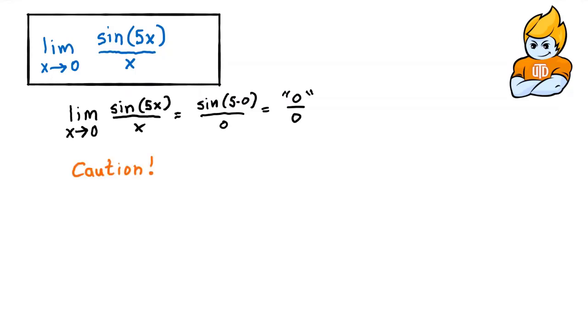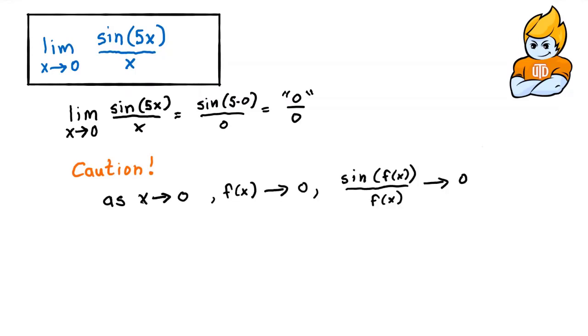A note of caution is required here. We will be using the argument that as x goes to 0, the function inside of the sine goes to 0 as well, so that sine of the function divided by the function will go to 1 by our special trig limit. However, note that the function in the denominator has to match exactly the function inside of the sine.